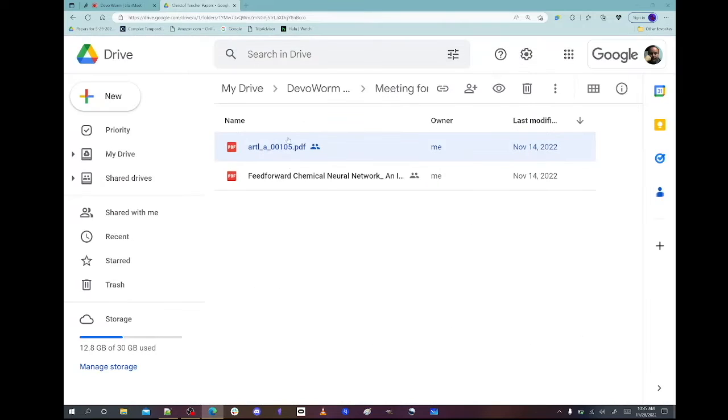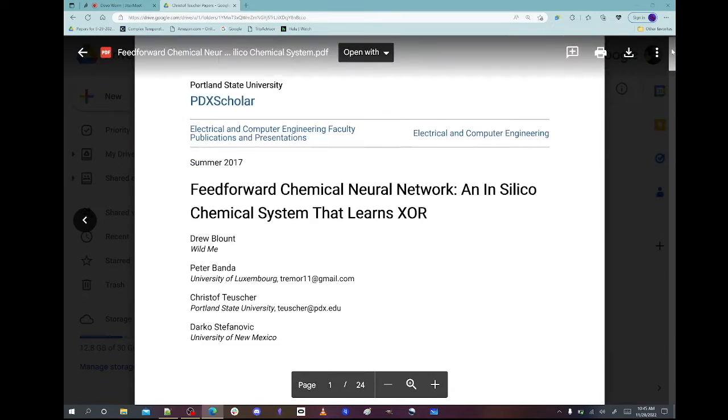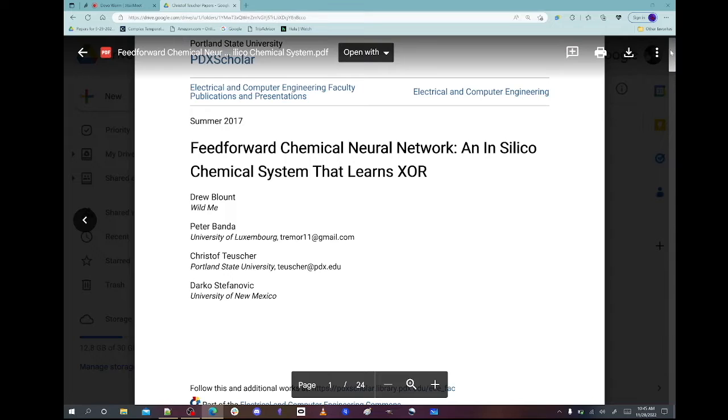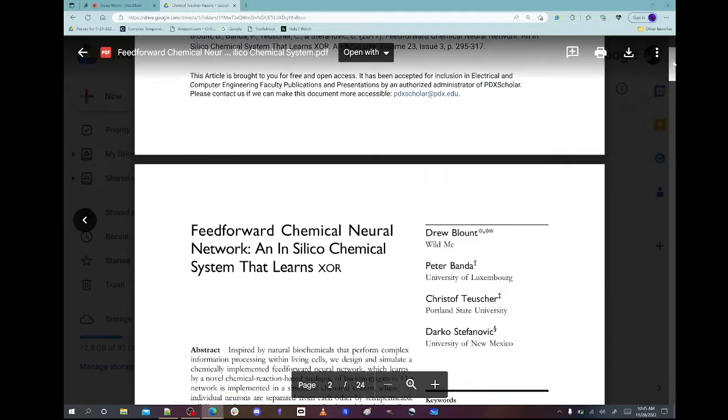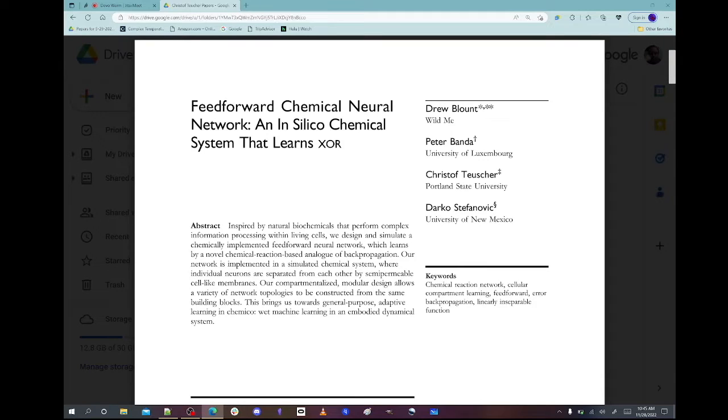So that's this paper. The second paper is this feed-forward chemical neural network, an in silico chemical system that learns exclusive OR. So XOR is exclusive OR. This is usually used as a logic gate, but this is also Christoph Teuscher is the third author on this paper. And this also has a chemical neural network, so this is a similar type of system.